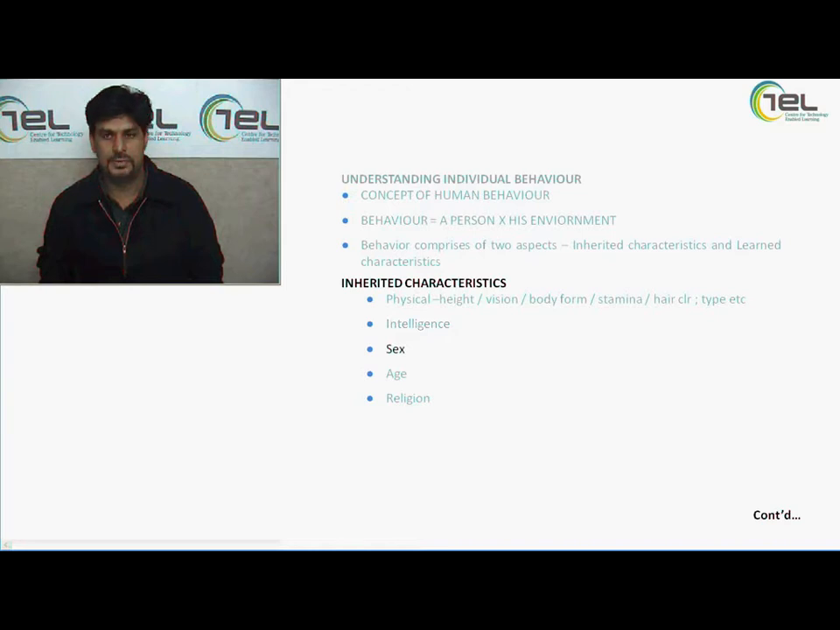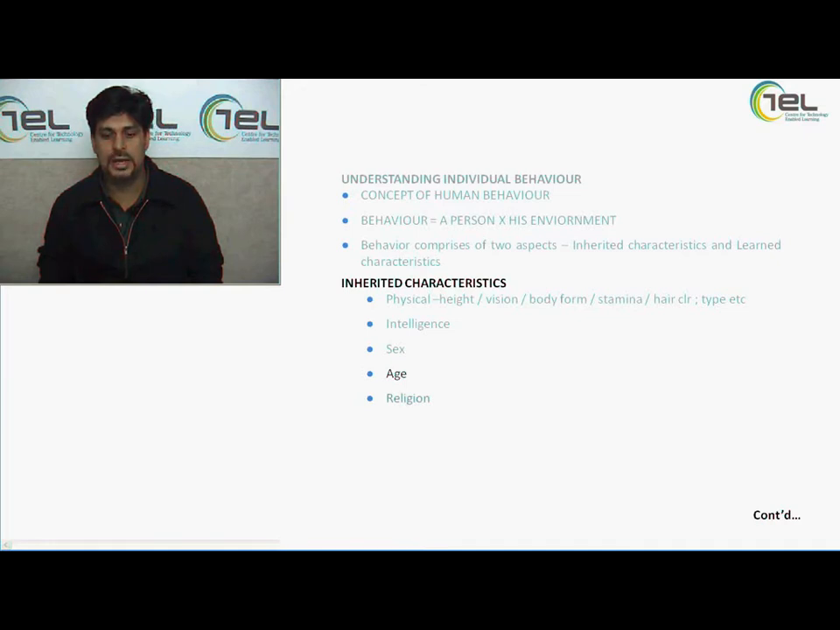The sex that we have. We are either born as a male or a female, and the behavior of a male versus a female obviously varies. So we inherit that aspect. The age when we are born affects our behavior, because if today I am 30 years old, my behavior is different. When I am 40, my behavior is different. When I was 15, my behavior was different. So we inherit the age or when we are born, and that influences our behavior.